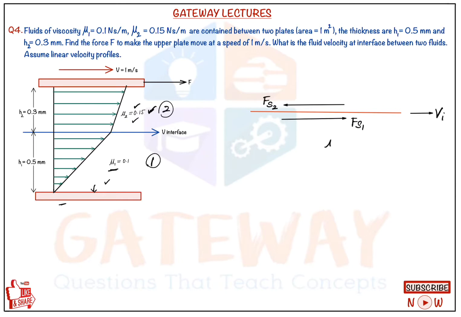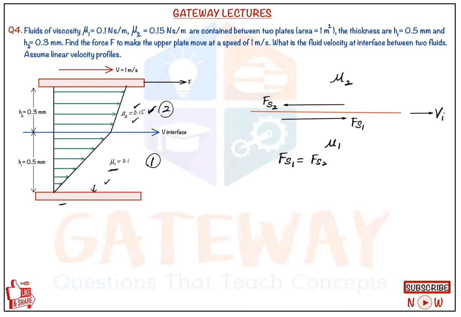So this is the first fluid having mu1 viscosity, this is the second fluid having mu2 viscosity. So here if you can observe, at the interface, for having some linear velocity, the forces should be balanced, the forces should be in equilibrium. If forces are not in equilibrium, there will be a torque created, right? We know that if the forces are not equal, there will be a torque created. Here Fs1 is equal to Fs2.